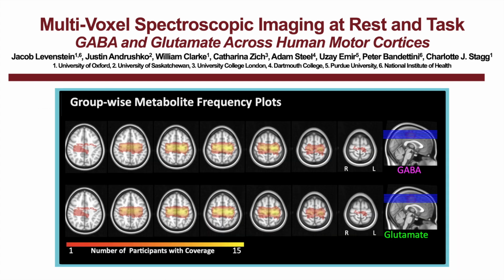The first result I'm showing here involves where spatially we were able to collect GABA and glutamate after post-processing across all of the participants. The frequency plots indicate the number of participants who had that particular voxel involved within the study. So to say this another way, the voxel intensity at each point represents the number of participants who had that particular MRSI voxel included following post-processing.